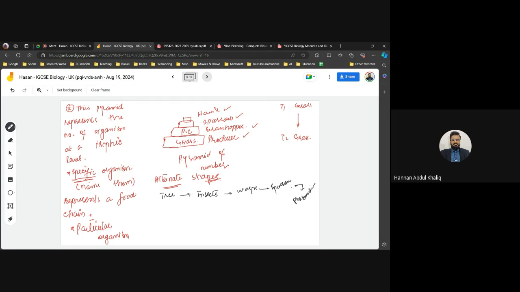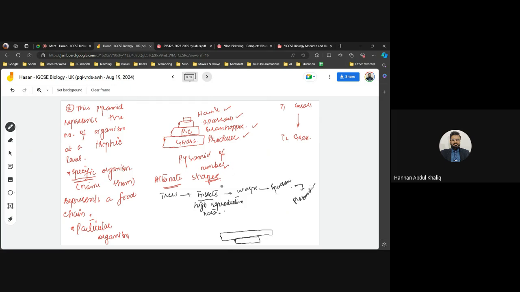Now, trees. The insects have a high reproductive rate compared to trees. Now, the trees would occupy this much length of the bar, but the insects would now be occupying this much bar. Why?